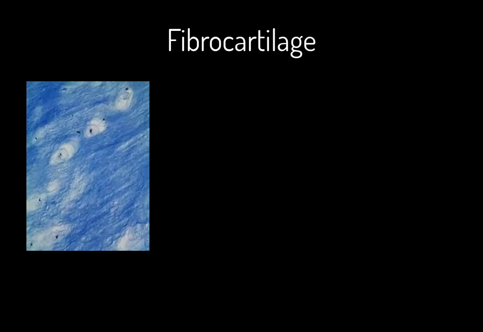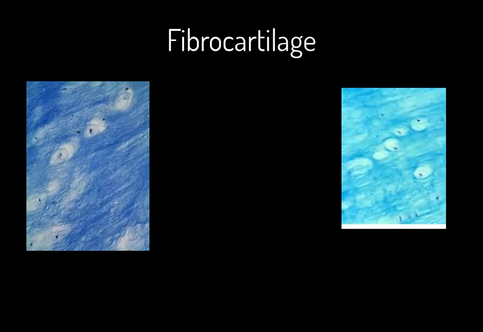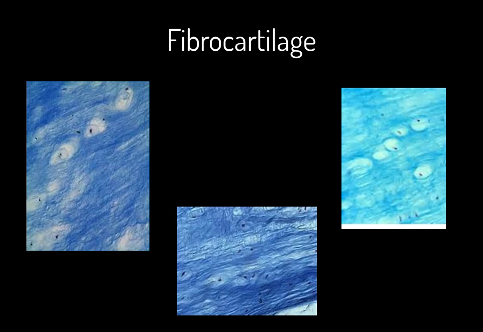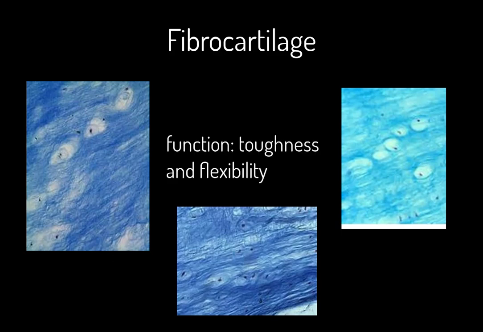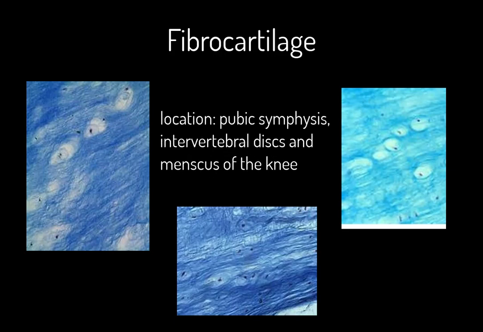The last type of cartilage is called fibrocartilage. Fibrocartilage is tough cartilage and it's flexible. It has a lot of collagen fibers in it, which gives it that fibrous look. You can find it located in the pubic symphysis, so between your hip bones, the intervertebral discs, which would be between your vertebrae, and the meniscus of your knee.